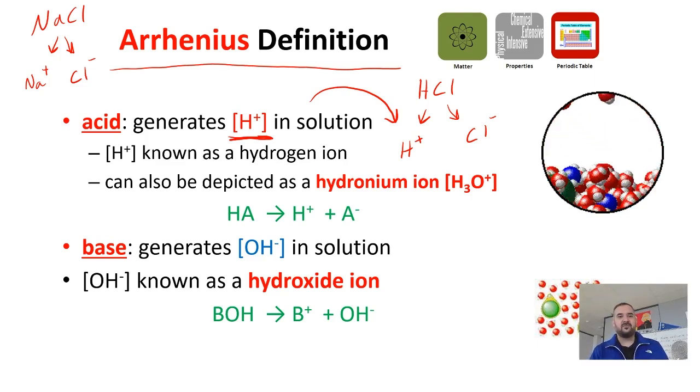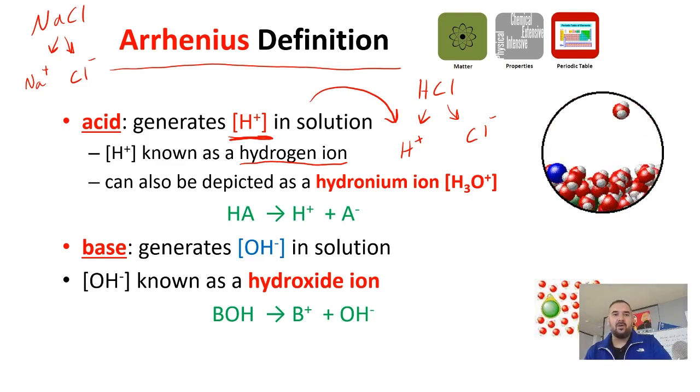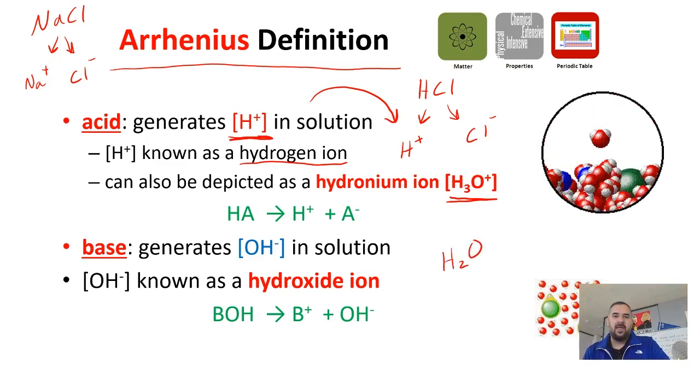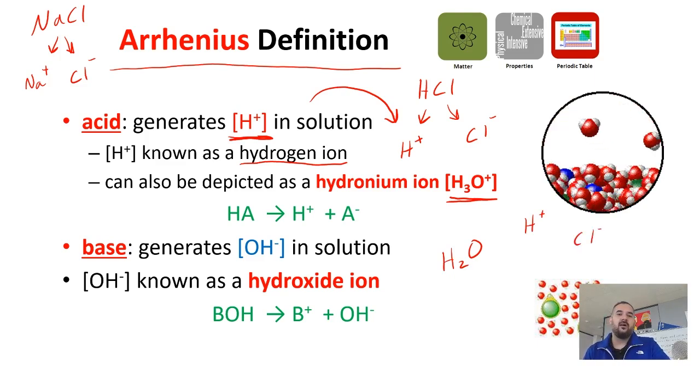H plus is referred to as hydrogen ion. You already know this. So hydrogen ion is just an H plus. Now another way you could see it written down is going to be H3O plus. So if we put HCl in water, water is H2O, and it forms all these H plus ions and these Cl ions. What also happens is the water is going to bond to these hydrogens, forming H3O plus.